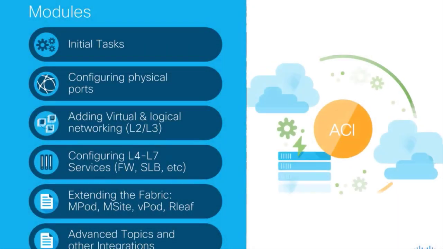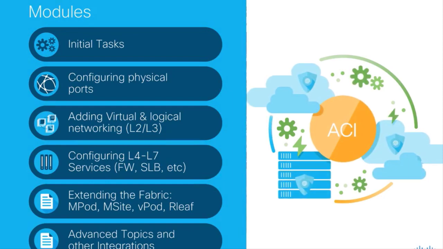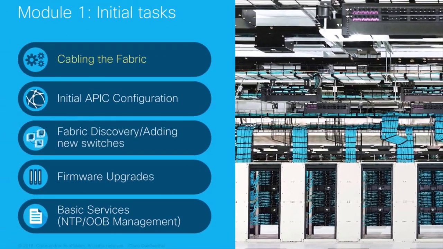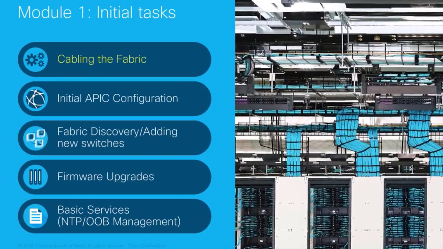Let's start. This series consists of multiple modules that will take you from the initial ACI configuration all the way to operations and troubleshooting. Each module will have multiple sub-modules that will show you specific step-by-step configuration tasks through short videos and working configurations. Let's start with Module 1, Cabling Fabric.